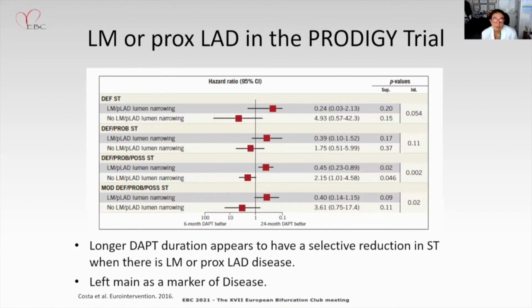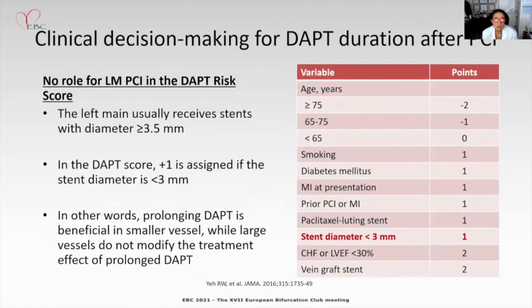And you know that in the Prodigy trial, the longer duration of DAPT was more protective in reducing stent thrombosis when there was a left main or an LAD lesion. And left main is obviously always thought about as that patient with a higher burden of atherosclerosis. So when we make clinical decisions for DAPT duration after PCI, there are many things we take into consideration.